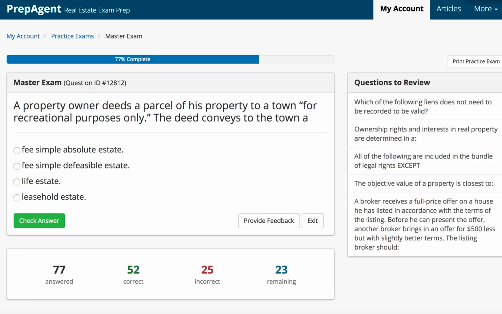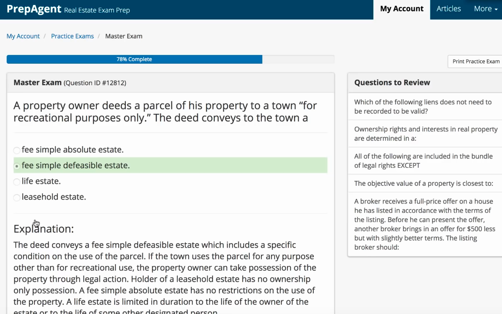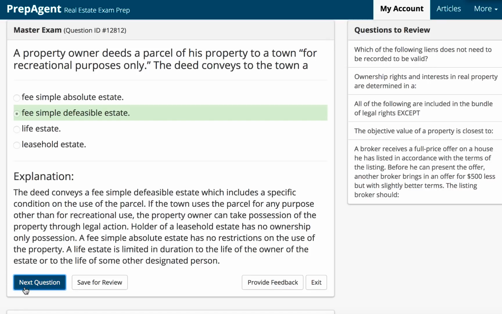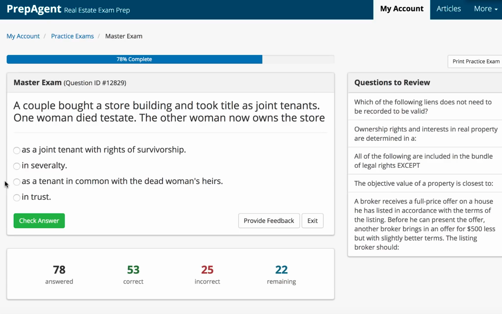A property owner deeds a parcel of his property to a town for recreational purposes only. The deed conveys to the town a fee simple absolute estate, fee simple defeasible estate, life estate, or leasehold estate. That one's fee simple defeasible estate. Look at you. You could teach this.